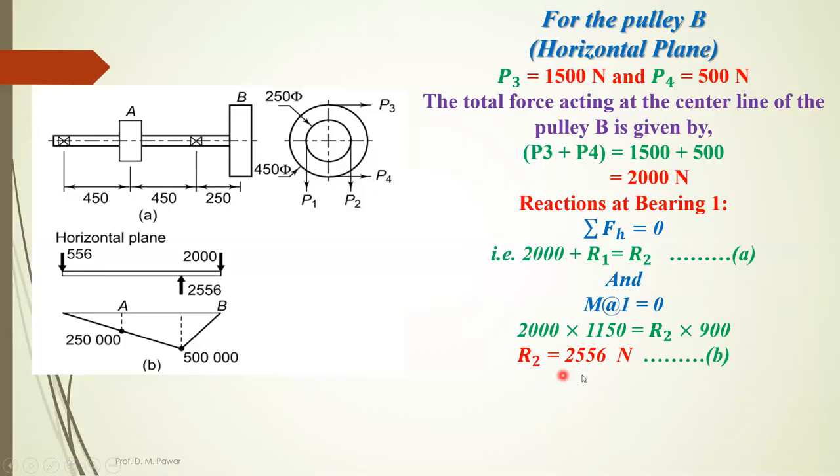Reaction at bearing 2 is nothing but 2556 Newton. You can see here, this is 2556. That is the reaction at bearing 2. And I will put this equation B in equation A, so I will get the value of R1 also. R1 is 555.556 Newton. You can see here 555.556, or that is equal to 556 directly. This is the reaction at bearing 1.